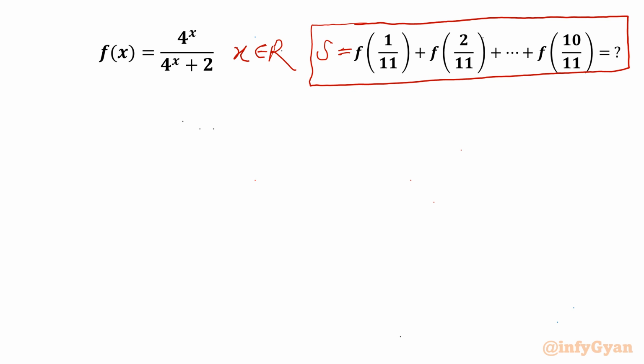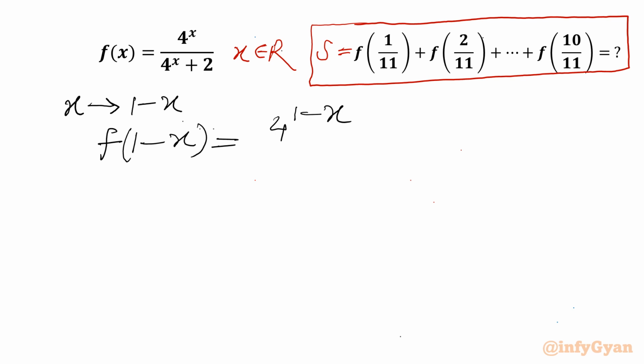So let's get it started by swapping our variable. I will replace x with 1 minus x. Let's see what will come out. f of 1 minus x. So I can replace x with 1 minus x in the numerator and in the denominator, plus 2.